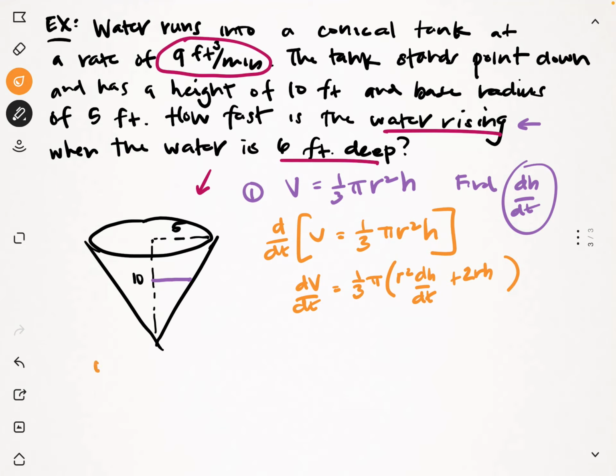I should write this out. So u is r squared, du is 2r dr/dt, and v is h, dv is dh/dt. So our v du is 2rh dr/dt.